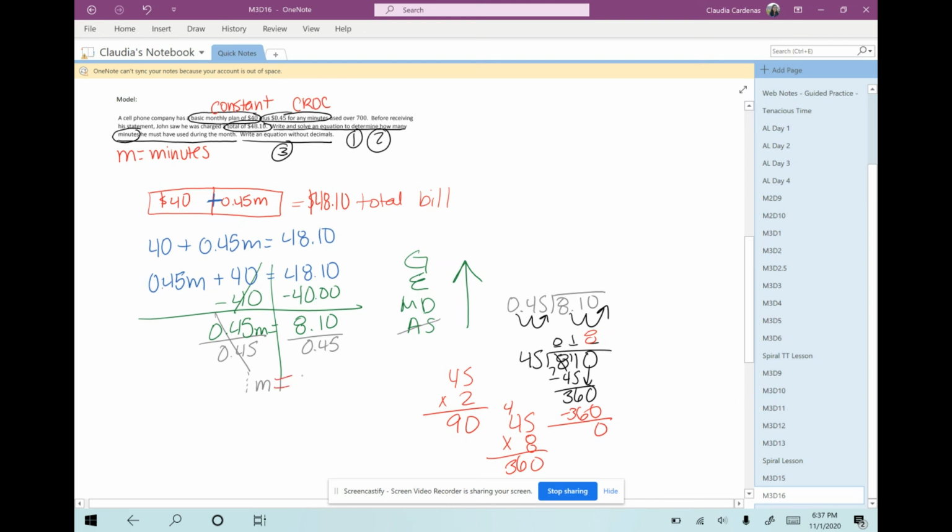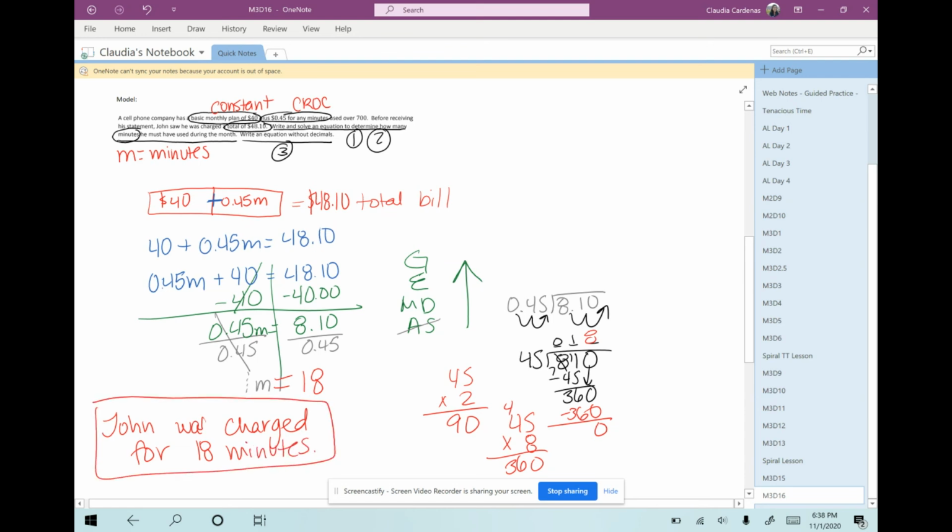So I know 1 minute is 18. Okay, or I'm sorry, not 1 minute. The M stands for 18 minutes. So we know this is the number of minutes that was charged on John's bill. So let's write that in a complete sentence. John was charged for 18 minutes on his bill.